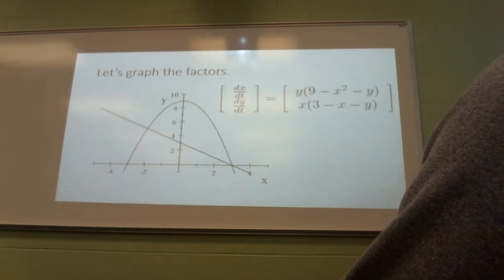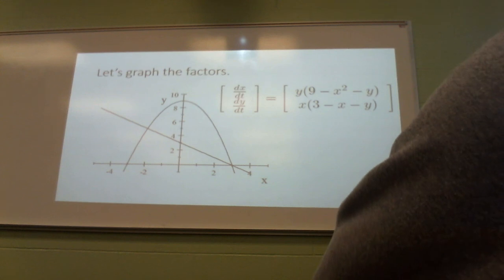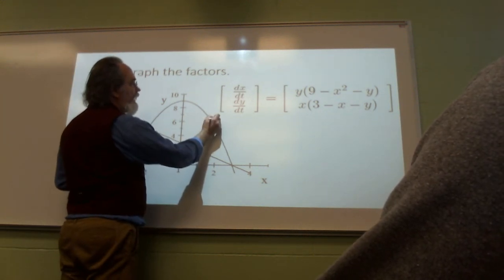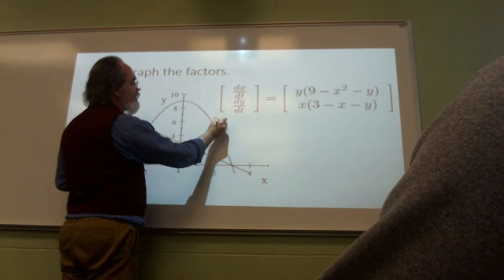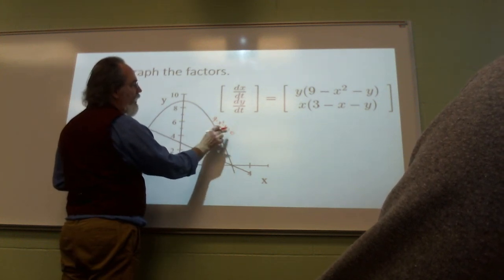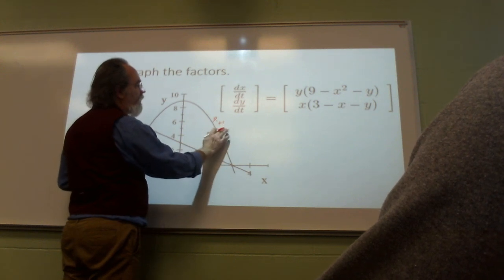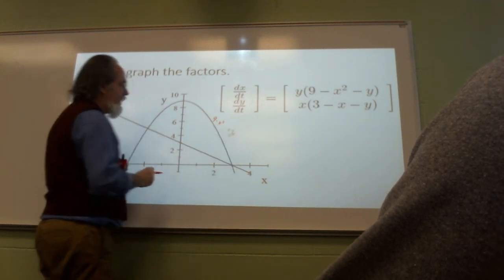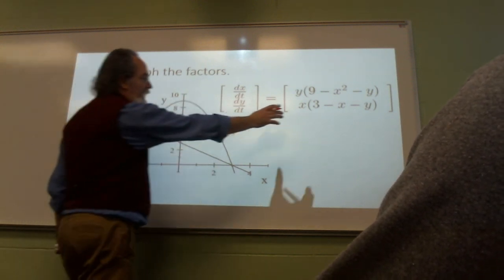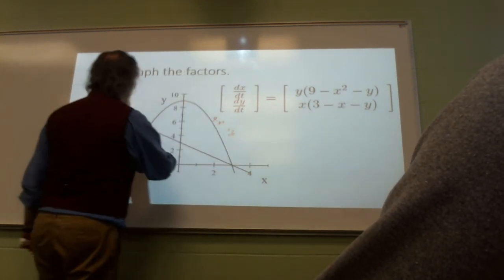It turns out you can do a lot with this thing. So what we do is we graph the factors. So this is the graph of 9 minus x squared minus y equals 0, otherwise known as y equals 9 minus x squared. That's this guy. This guy here is going to be that line, y equals 3 minus x.